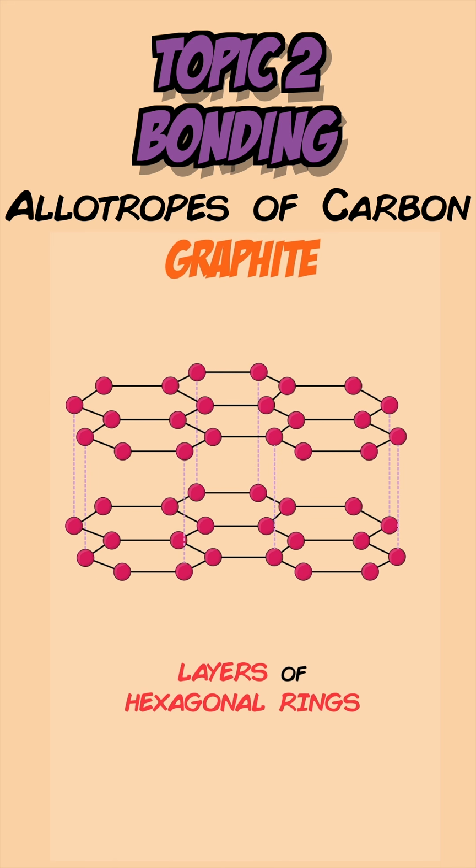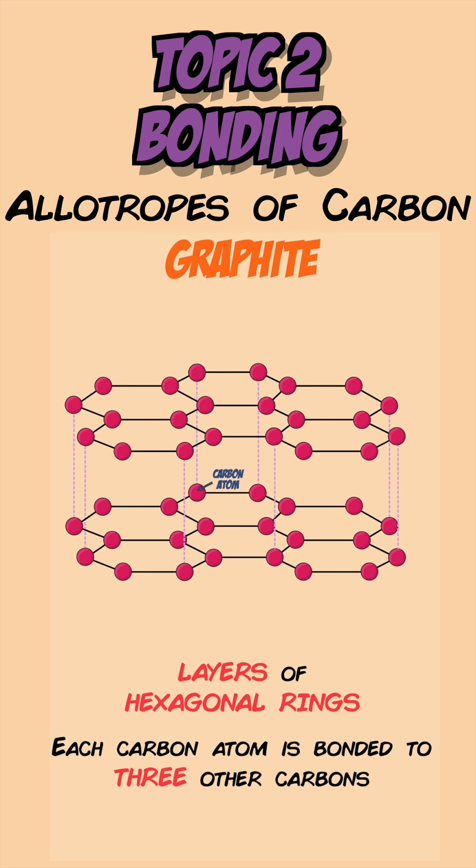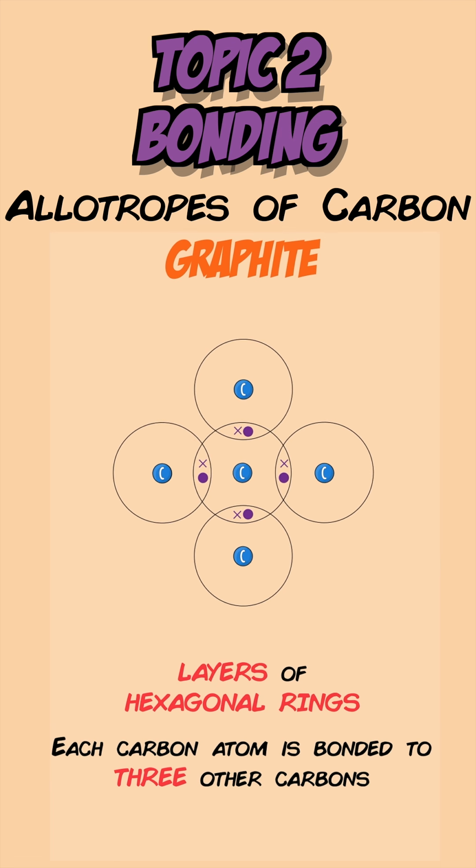Graphite is made of layered structures of hexagonal rings, and here each carbon atom is bonded to 3 other atoms with covalent bonds rather than 4. So because carbon has 4 electrons in its outer shell, only 3 of them will be used to bond to other atoms, and this means that the 4th electron is not used for bonding.